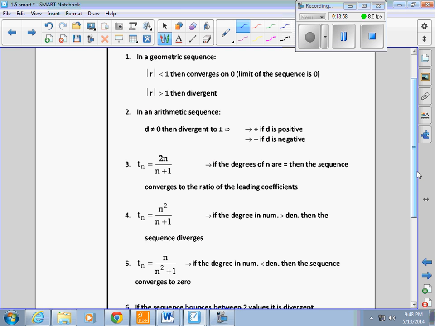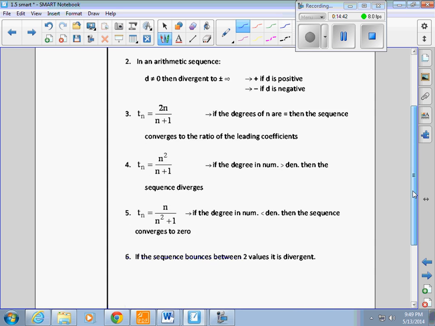So the nth term is equal to 2n over n plus 1. If the degrees of n are equal, then the sequence converges to the ratio of the leading coefficients. Basically what that's saying is if you're doing an equation that's got, say, squareds in it, like 2x squared and then 4x squared, 6x squared, and so on, then if the degrees of each of the numbers are equal, then your sequence is going to converge to the ratio of the leading coefficients. So if 2 was your leading coefficient, then it would be a 2.